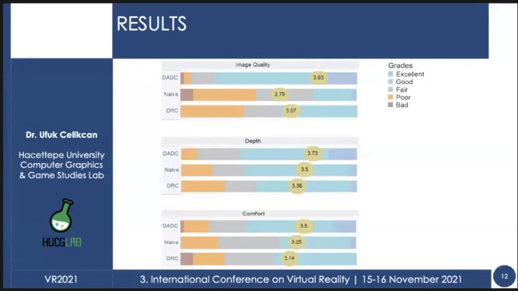The results showed that our method led to considerable improvement in the stereoscopic image quality with respect to the naive and DRC methods. And it also led to improvements in perceived depth and visual comfort. However, these improvements weren't as significant.